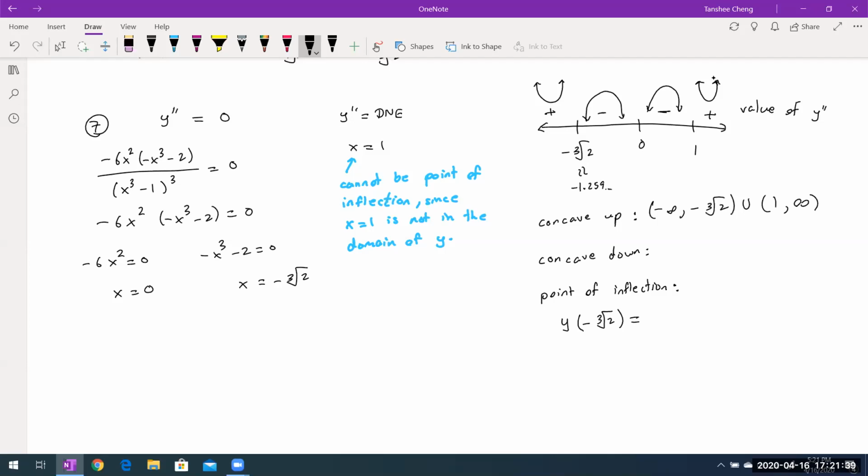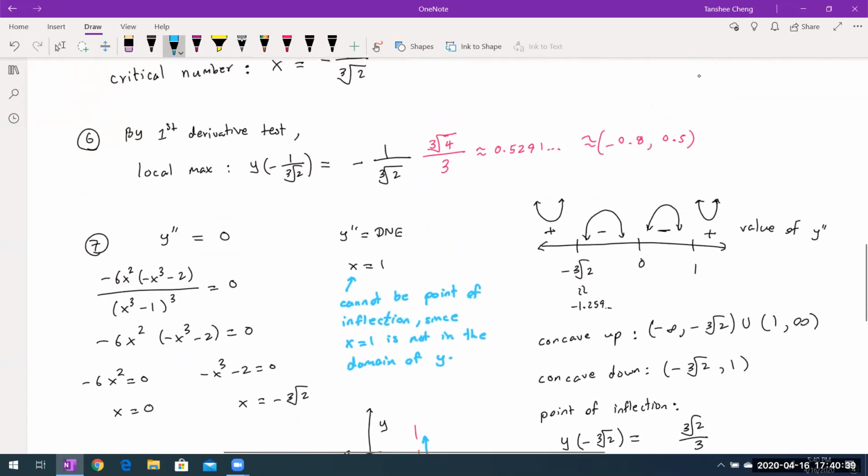And the next will be what? Concave down, right? Concave down between negative cube root of 2 all the way to 1. And since 0 is in the domain of the original function, I can basically write down my concave down as negative cube root of 2 all the way to 1. Not like before, I don't need to separate it in this case. Finally, for the point of inflection, you need to compute negative cube root of 2 in the y function, right? So what do we get from there? So let's do the computations.